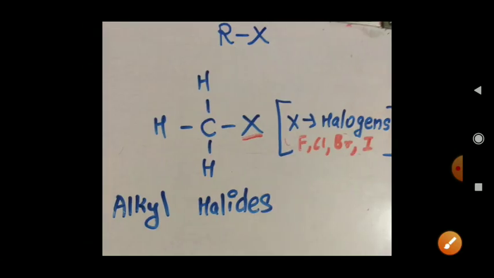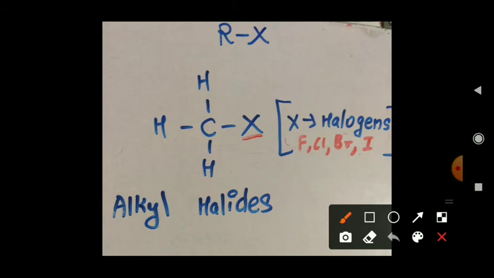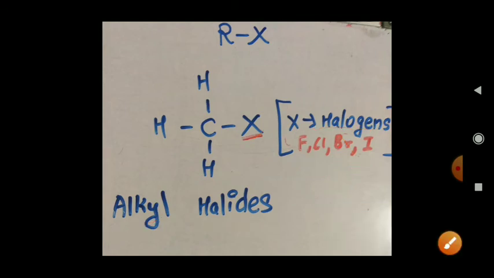The third one is alkyl halides. This means when hydrogen is replaced by X, where X stands for halogens in the P block elements: fluorine, chlorine, bromine, iodine. When a halogen replaces hydrogen, it becomes an alkyl halide. For example, fluoromethane, chloromethane, iodomethane. Also methyl chloride, ethyl chloride, propyl chloride, which is the homologous series of alkyl halides. Alkyl stands for alkyl and halide stands for halogens. So there are also various halogens attached.